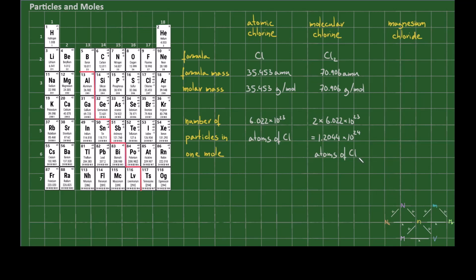What about magnesium chloride? The formula is MgCl2. The formula mass is 95.211 AMU, and the molar mass is 95.211 grams per mole. What about the number of particles present? A single mole of magnesium chloride contains a mole of magnesium atoms, or an Avogadro's number of magnesium atoms. And it also contains 2 moles of chlorine atoms, or 2 times the Avogadro's number of chlorine atoms.